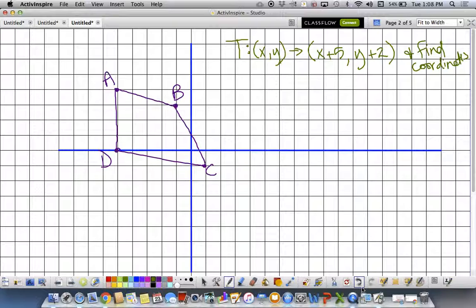So we have to find the coordinates of A, B, C, D first. Which one's the x-axis? The horizontal. This is always the x-axis. This is always the y-axis.